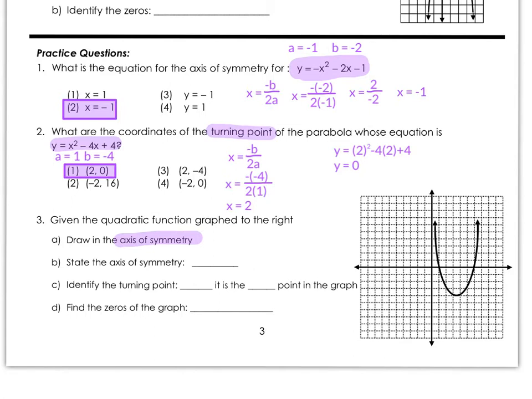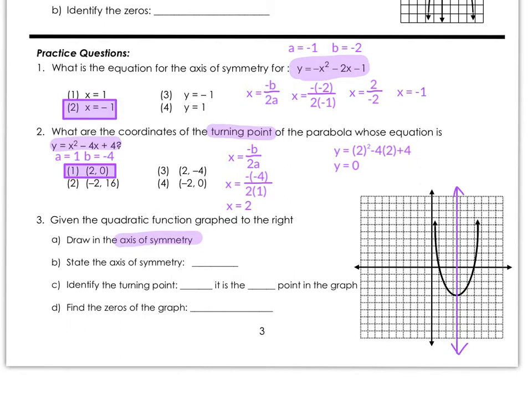Now if we look through here, I can see that my minimum point kind of is between these two values. So we're going to go halfway between. That's where the axis of symmetry would be. So with the straight edge there, you can draw that line going right down the middle of that parabola.